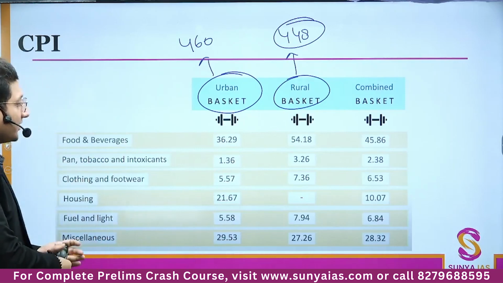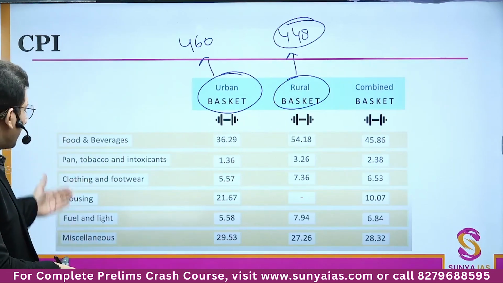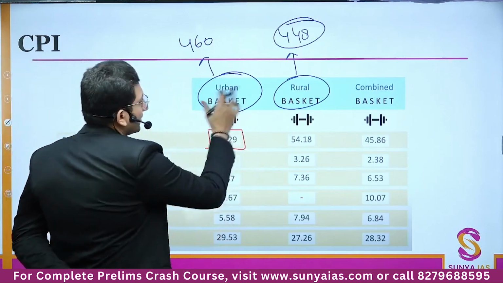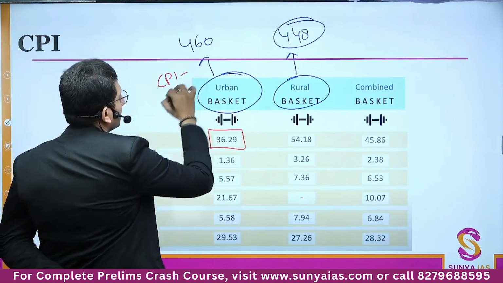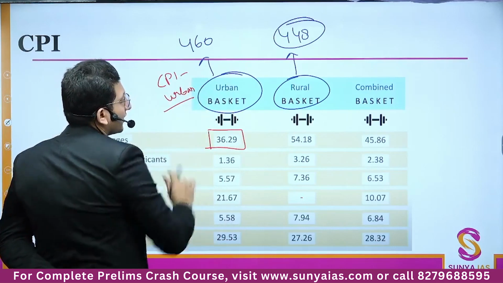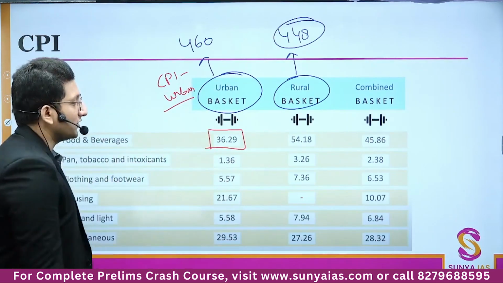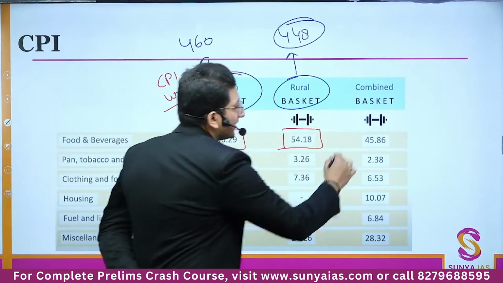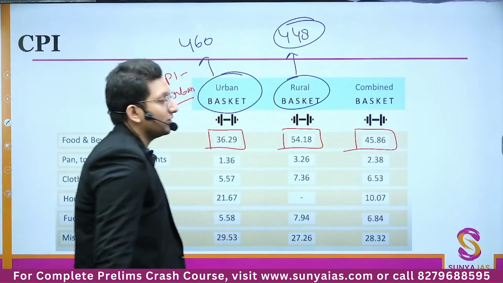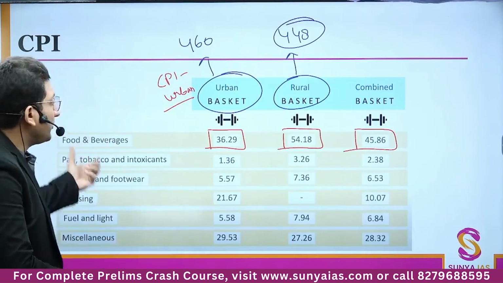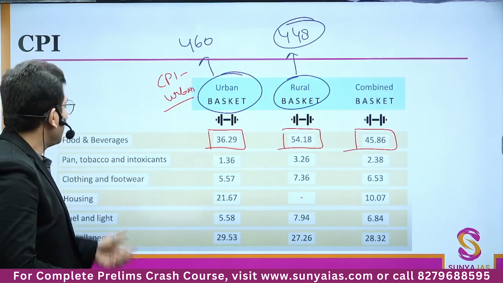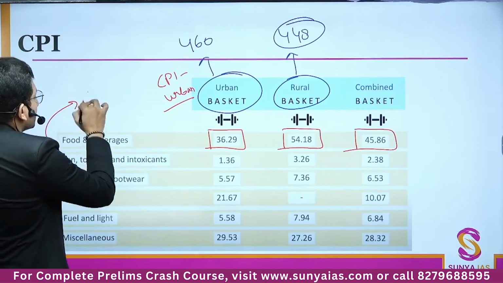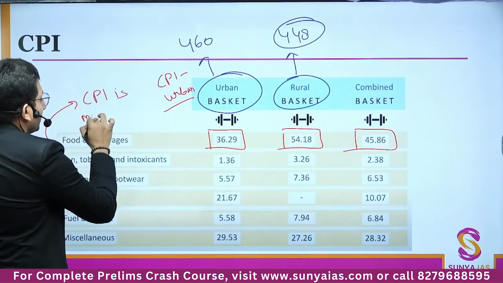Look, these are the categories on which the weightage has been divided. Here you can see that the highest weightage in the CPI urban is given to food and beverages, and again in the rural basket also it has the highest weightage, and in the combined basket also it has the highest weightage. So you can say that the CPI is more sensitive to the price of food and beverages. It's the most sensitive.